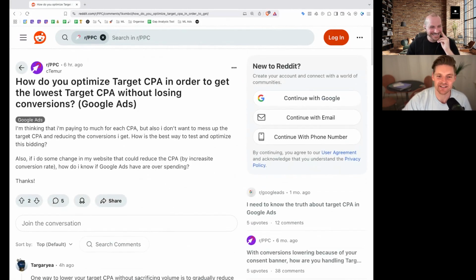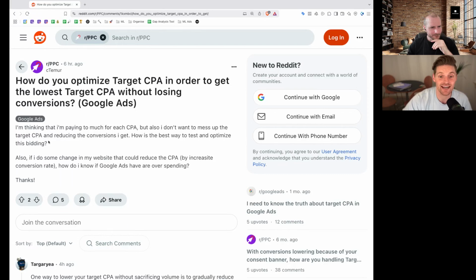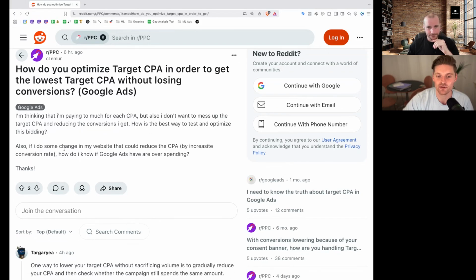So I'm thinking that I'm paying too much for each CPA, but also I don't want to mess up the target CPA and reduce the conversions I get. What is the best way to test and optimize this bidding? Also, if I make some change in my website that could reduce the CPA by increasing the site conversion rate, how do I know if Google Ads are overspending?